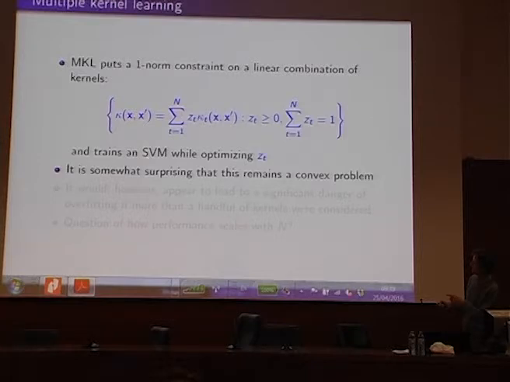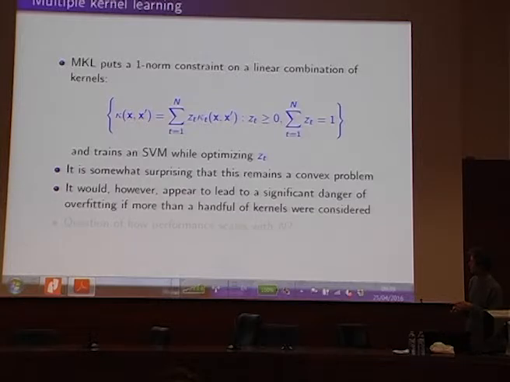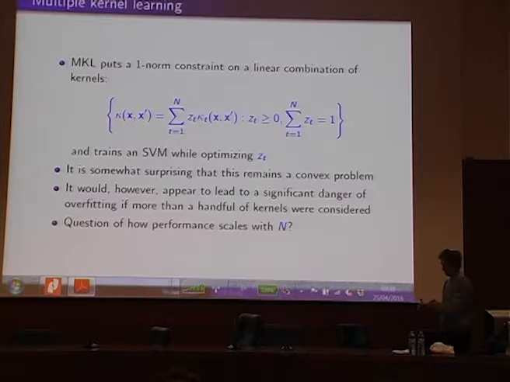Despite the fact that we're learning an SVM with this kind of kernel, we're optimizing these z's at the same time as we're learning the SVM, it remains a convex problem. And it would appear to be in significant danger of overfitting. So there's a question of how this performance scales with n.